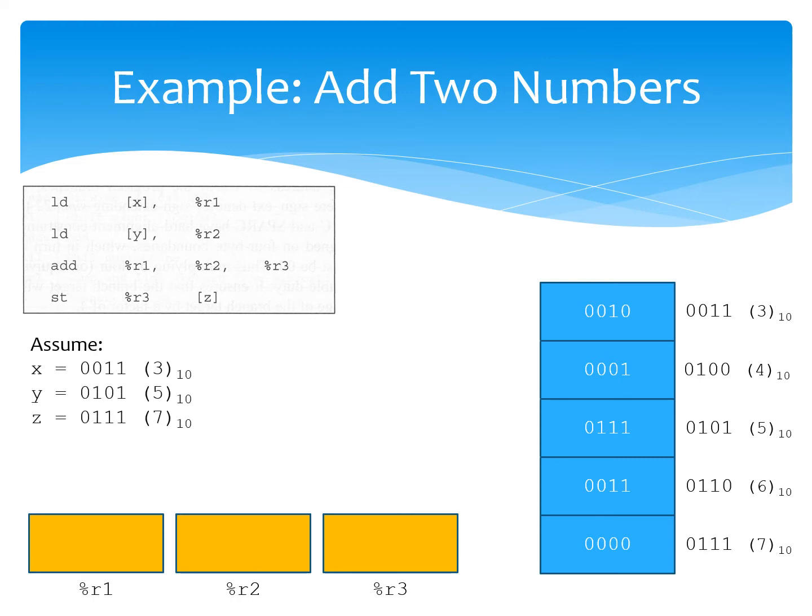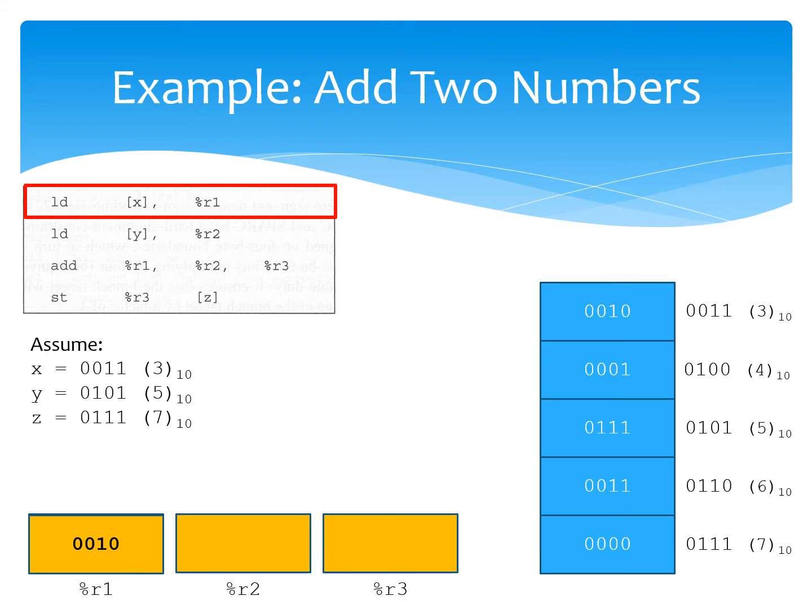Assume the memory address of the variable x is 0011. The memory address of the variable y is 0101. And the memory address of the variable z is 0111.